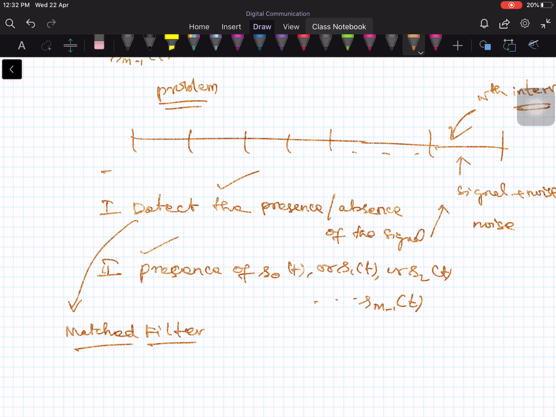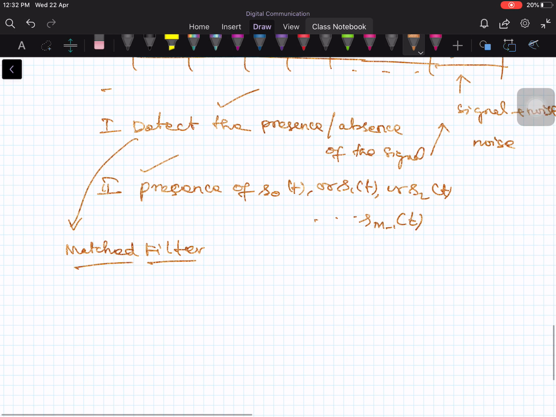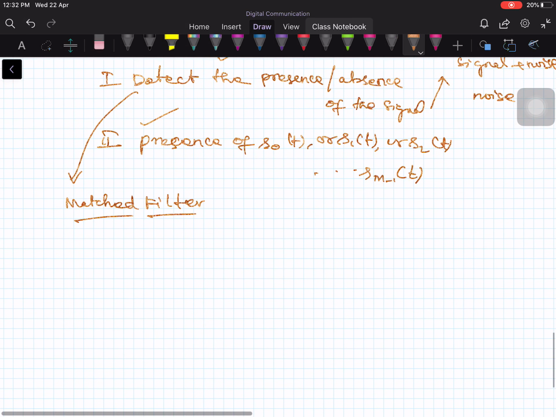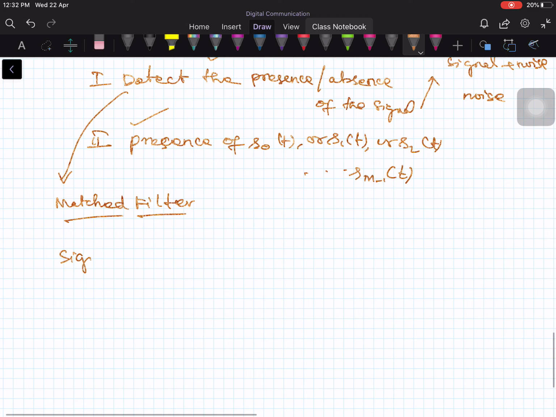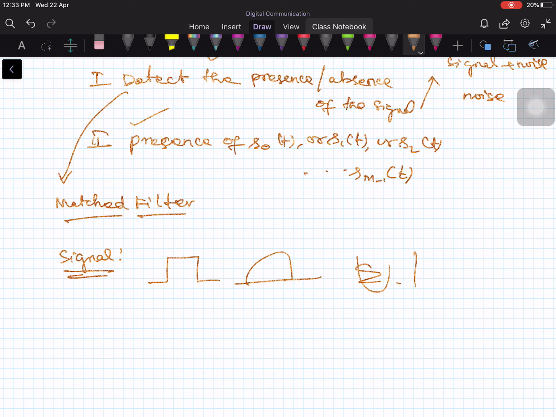This is one part. Now let us look at how a signal is modeled. At the transmitter I am transmitting a signal, and the transmitted signal is nothing but a pulse. Some kind of square pulse, as I said, or half cosinusoidal pulses or half sinusoidal pulses like this, and the pulse has a certain amplitude A. Therefore, the basic pulse shape is S of t.